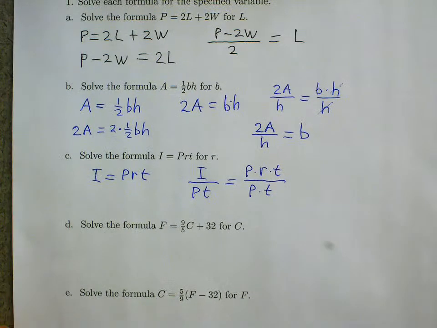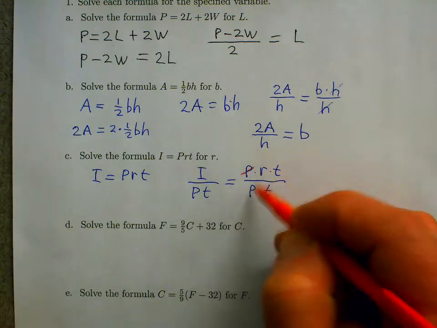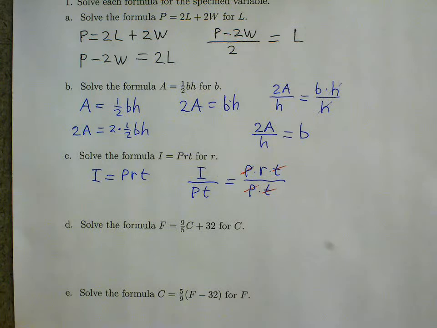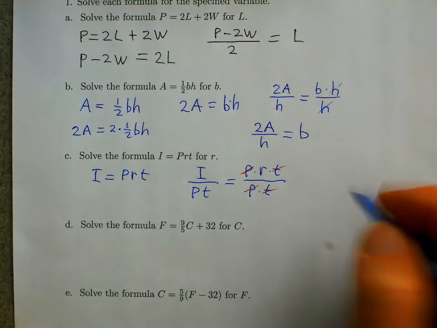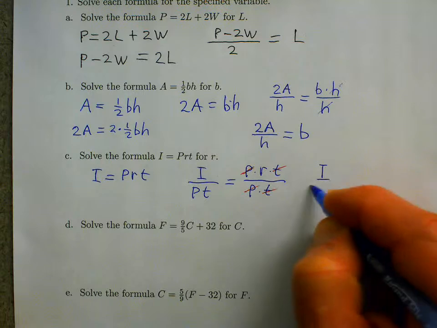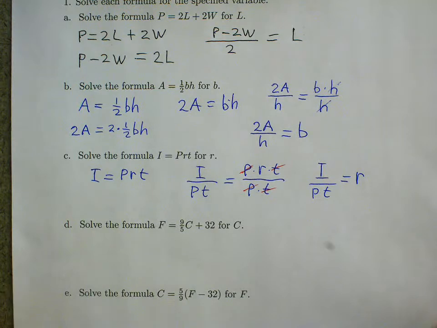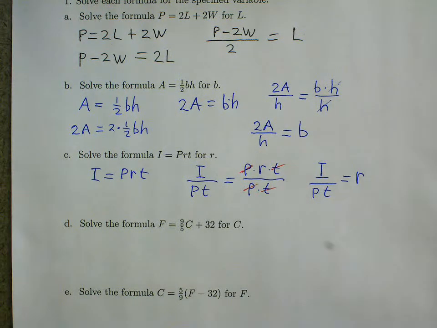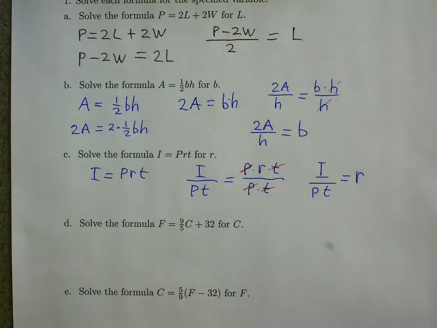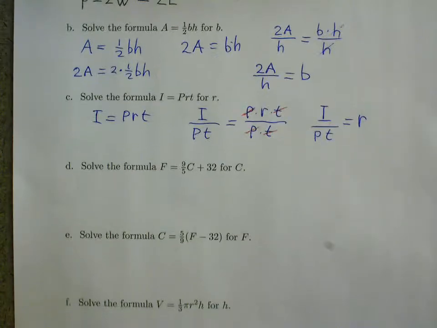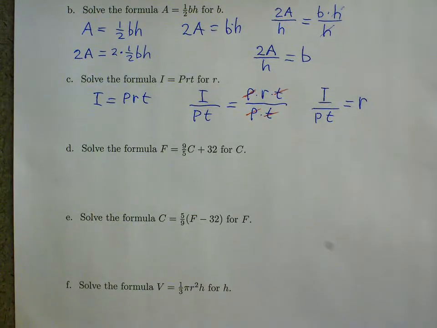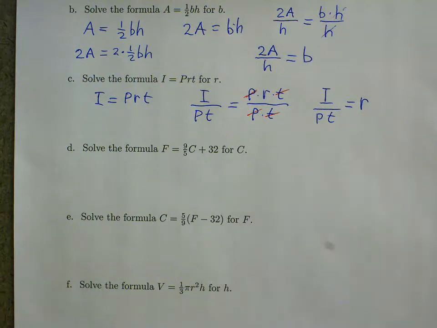Because P times R times T, that's just three factors that we are multiplying. And P divided by P is 1, and T divided by T is 1. And so I divided by P times T is equal to R. Okay, parts D and E we've already done, so we can take 10 seconds to solve each of those since we've done them before.